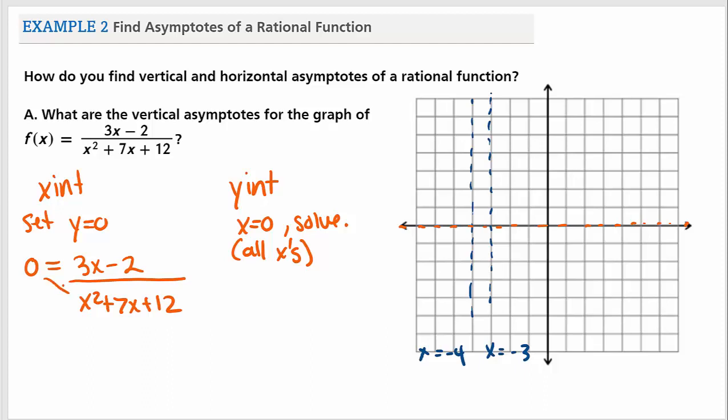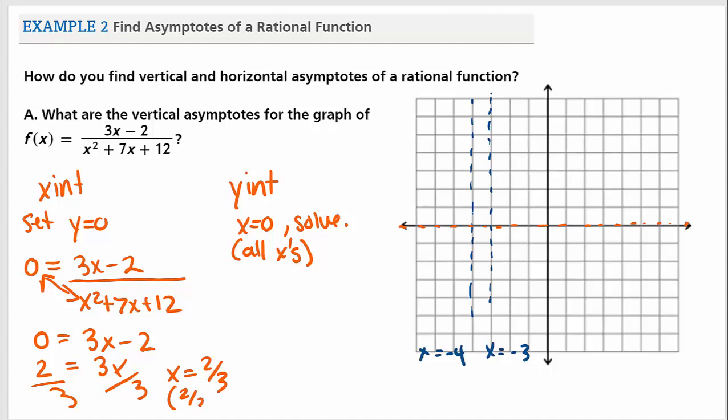When we cross multiply, our denominator is going to become 0. So essentially, when you are doing this, you're really just setting the numerator equal to 0 and solving. So we add 2 to each side, and we get x is equal to 2 over 3. So the coordinate is 2/3 and 0. I plot that. So that's going to be right around here.